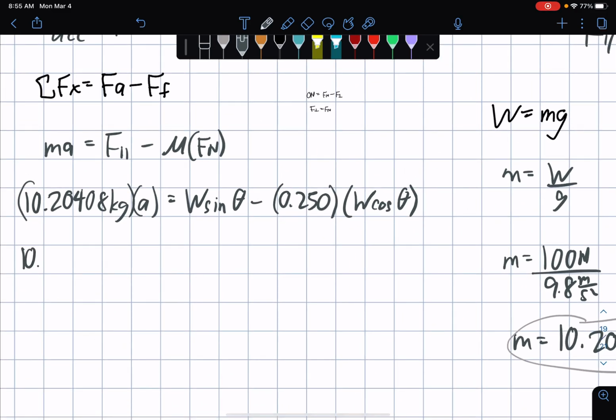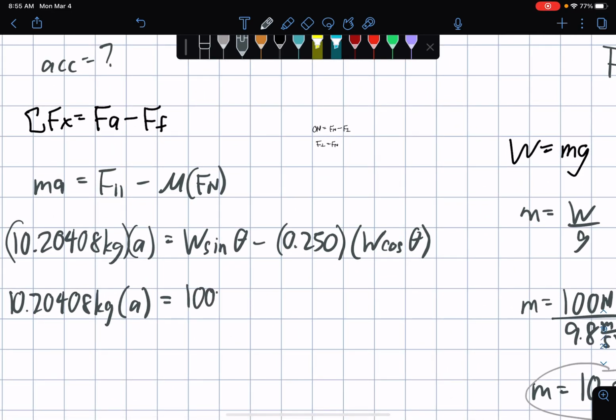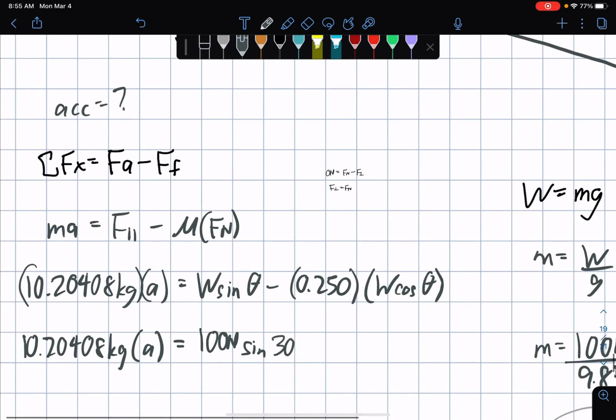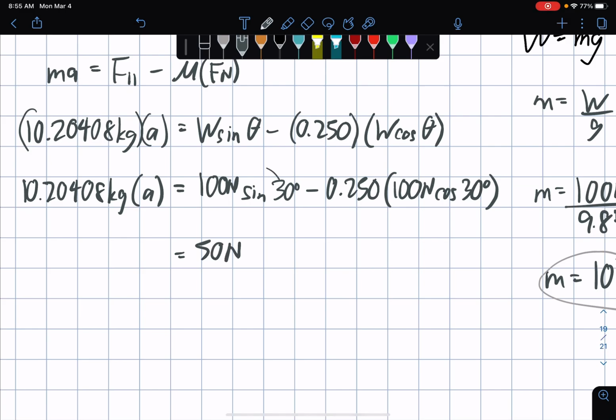Now, 10.20408 kilograms times acceleration is equal to, what's the weight? 100 newtons. So 100 newtons sine, what's the angle? 30 degrees. Minus 0.250 times 100 newtons cosine 30 degrees. Now, this one is going to be equal to 50 newtons. And this one will be equal to 21.65064 newtons. And then here, it's all the same.